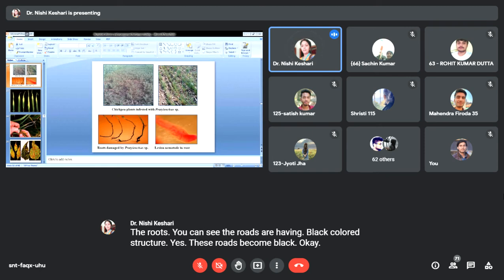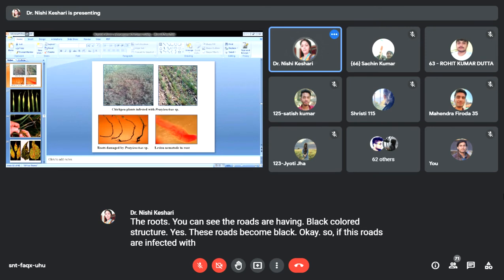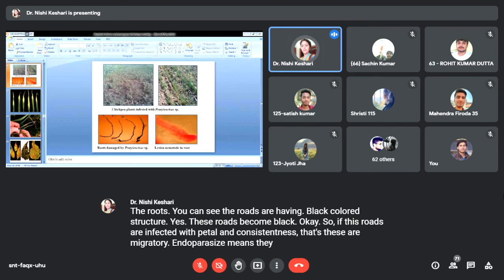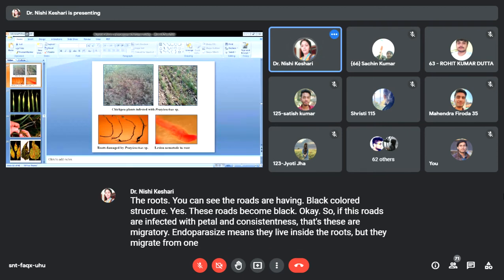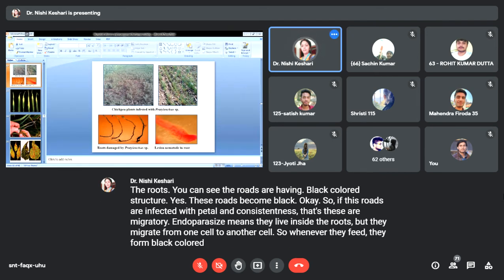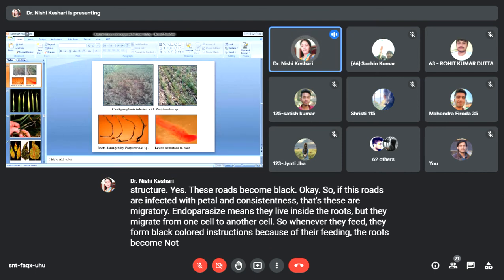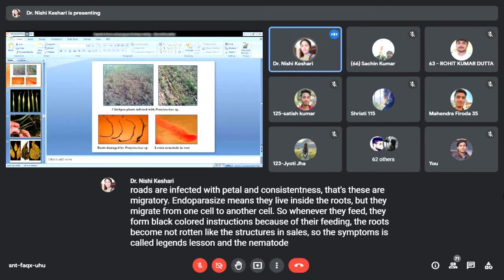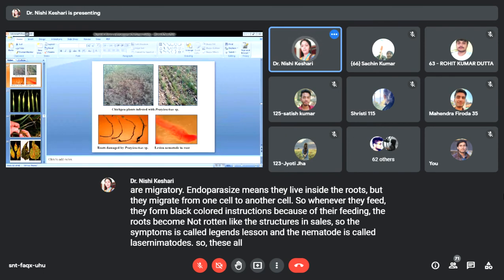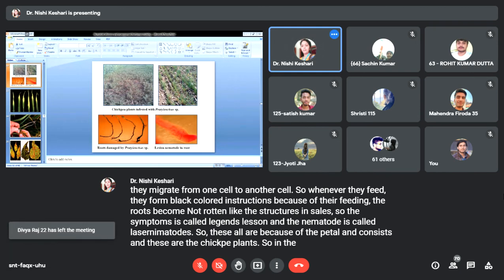If these roots are infected with Pratylenchus species, Pratylenchus are migratory endoparasites, meaning they live inside the roots but migrate from one cell to another cell. Wherever they feed, they form black colored structures, because of their feeding the roots become rotten like structures. So the symptom is called lesion, and the nematode is called lesion nematode. These are because of Pratylenchus species, and these are chickpea plants showing lesion nematode infection.